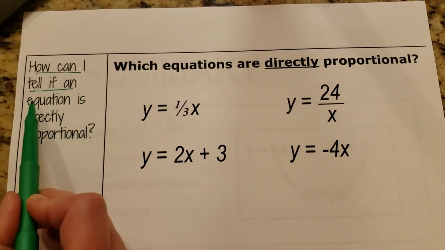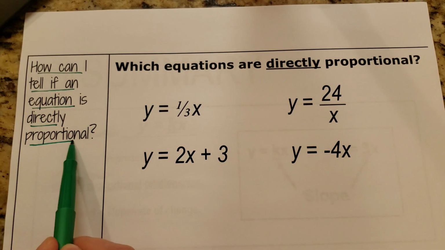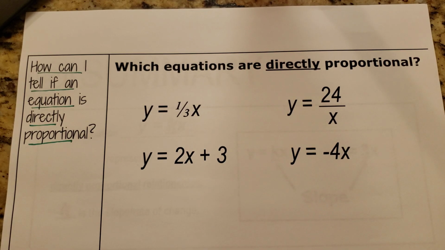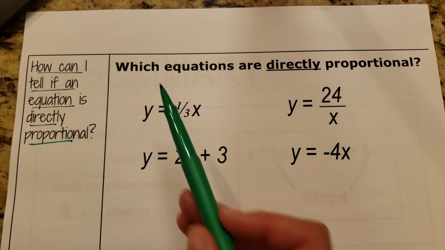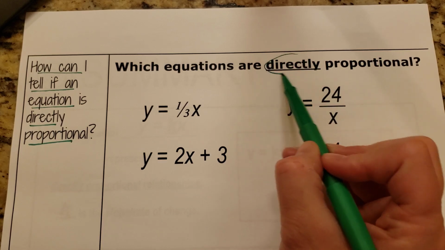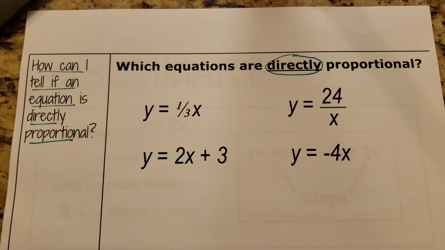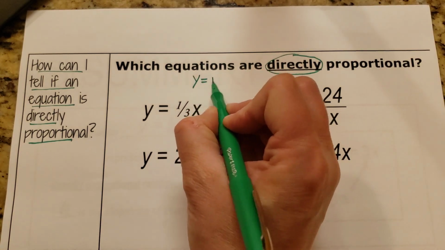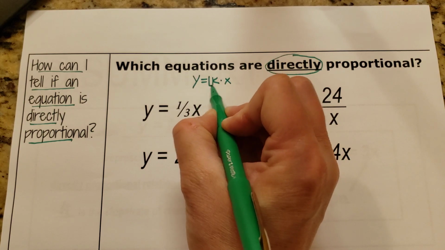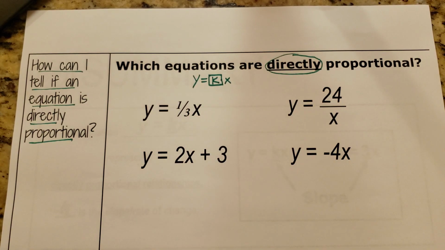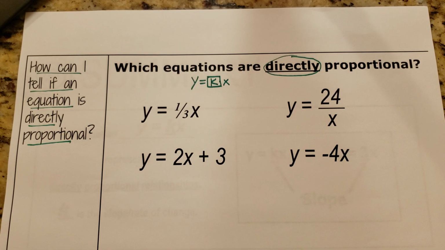How can I tell if an equation is directly proportional? So I'm asking you here, let's have you circle which equations are directly proportional. Maybe pause the video and give it a try. So what do we know about directly proportional equations? They're always in the form of y equals k times x, where k is our slope. That's the only way that they can be written.